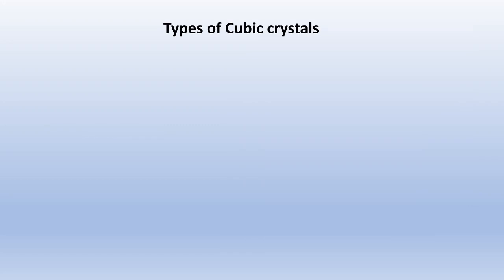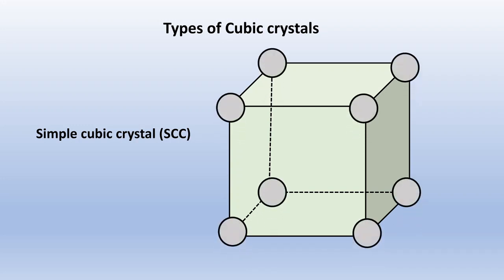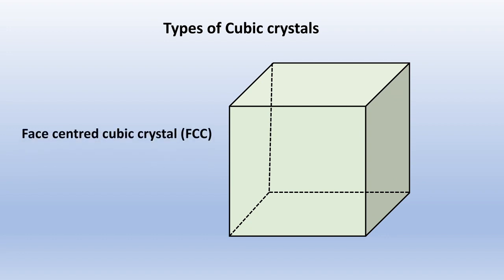Next we will look at the types of cubic crystals. That is, how many cubic crystals are present. So the first of these types is simple cubic crystal, or we call it SCC. In this type of cubic crystal, the atoms are present only at the corners of the cube and not anywhere else. The second type of cubic crystal is face centered cubic crystal, or FCC.